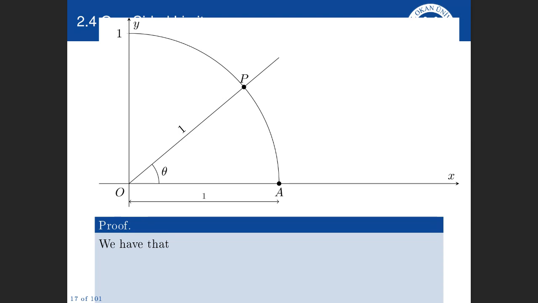Look at the picture at the front. I have part of a circle of radius 1. I have some point P on this part of the circle. The point where the circle touches the x-axis, I'm calling the point A. Now, this height, the distance between P and the x-axis, must be sine theta, and this height must be tan theta.